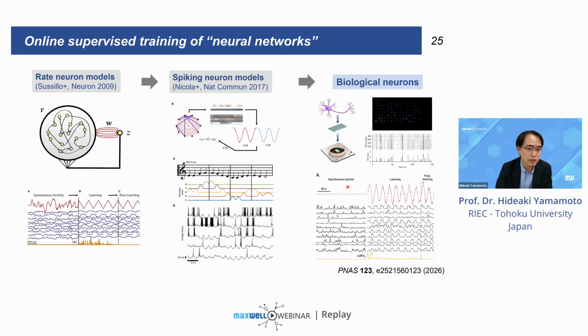So to put this result in a broader context, training recurrent neural networks online to generate temporal signals was first demonstrated by Sussillo and Abbott in 2009 using rate neuron models, and later extended to spiking neural network models by Nicola and Clopath in 2017. And what we showed in our recent paper is that similar computation can now be implemented in biological neurons as well.